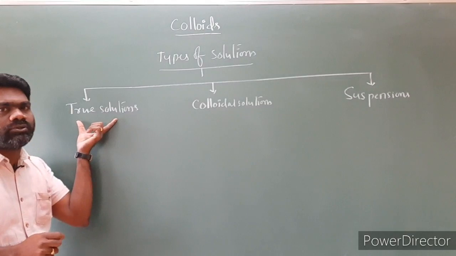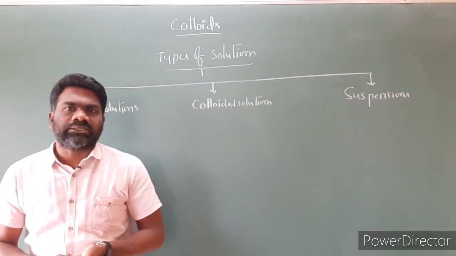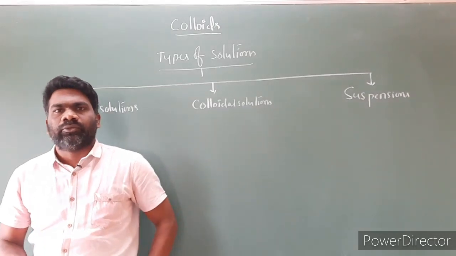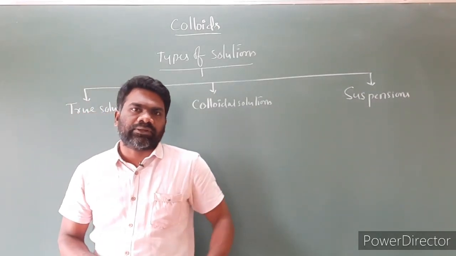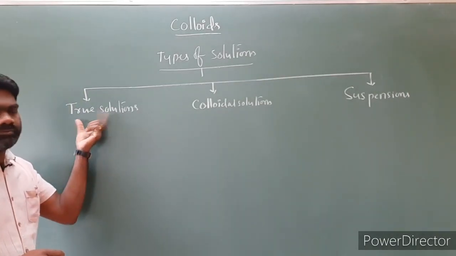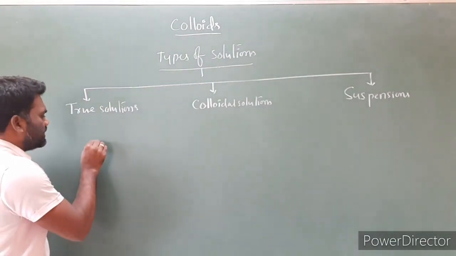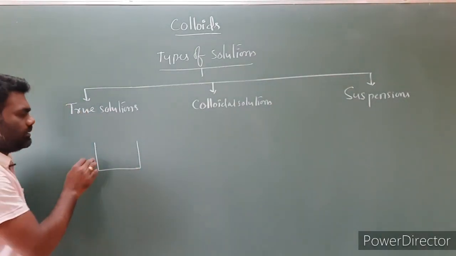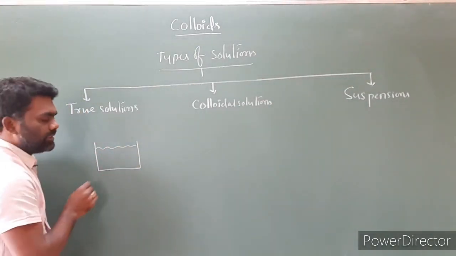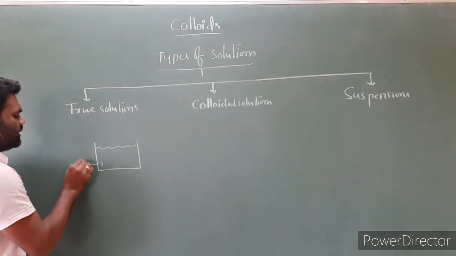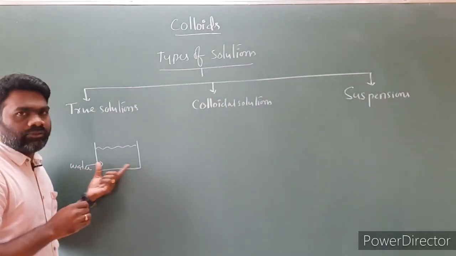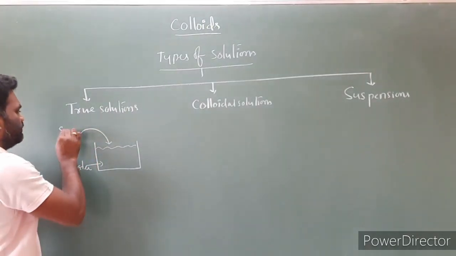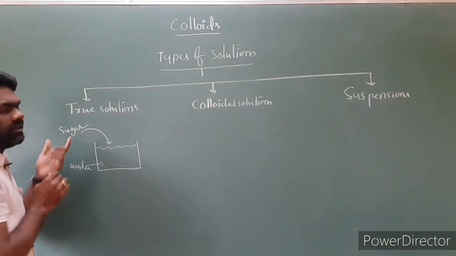In that, the first one is a true solution. A true solution is defined as a homogeneous mixture of two or more components whose composition varies within certain limits. What is the meaning of this statement? I am taking an example. I am taking water in a beaker. So this is a beaker, it contains water. In this case, water is one component. To this water, I am adding sugar.